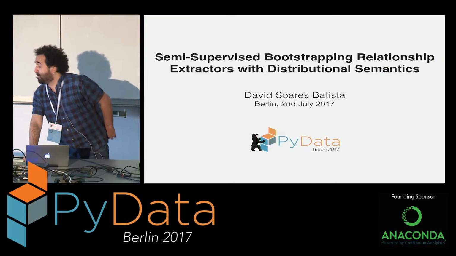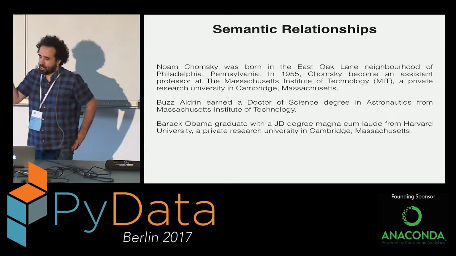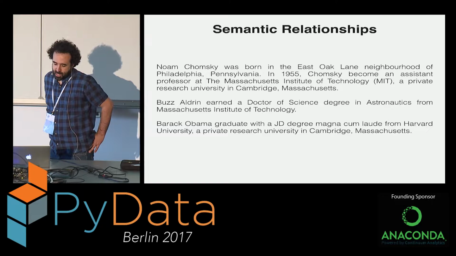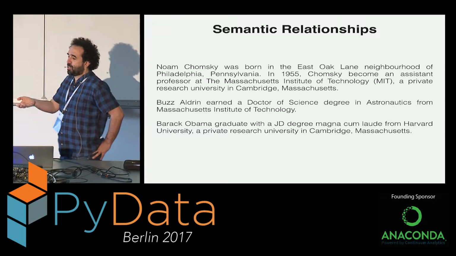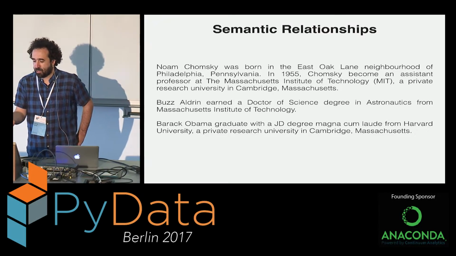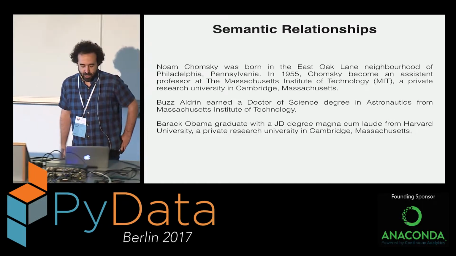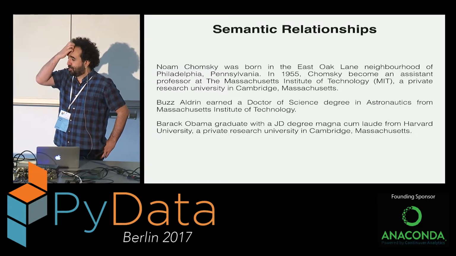So, let's start. What are semantic relationships? Let's imagine that we have just this raw text, and we as humans can read it and understand what's going on here. We have a sentence about Noam Chomsky, about Buzz Aldrin, about Barack Obama, telling the places where they studied, where they lived. But for computers, this is just a bunch of strings and text.